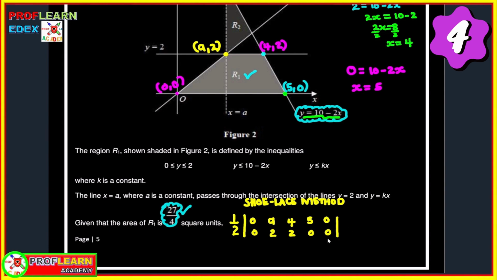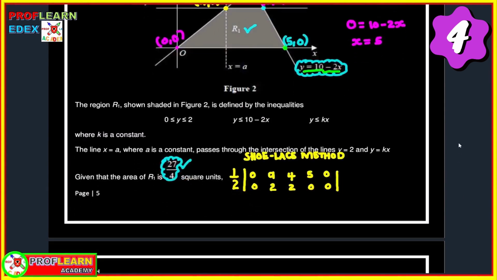So the modulus means if you work out the sum of the upper minus the sum of the lower, if you get a negative answer, you are going to take it positive. That's the reason why we have the modulus. So we shall say that is equivalent to the area, which is 27 over 4. So in order to use the shoelace method, we are going to multiply.